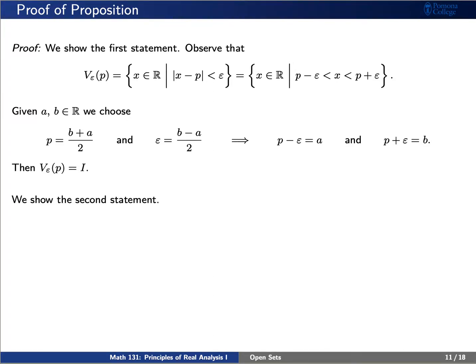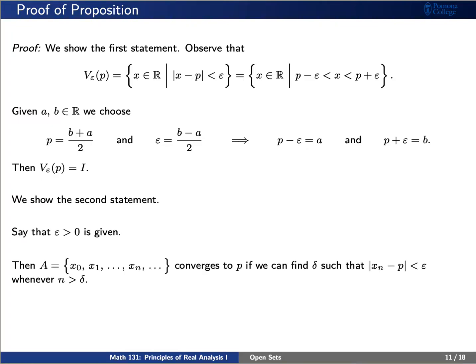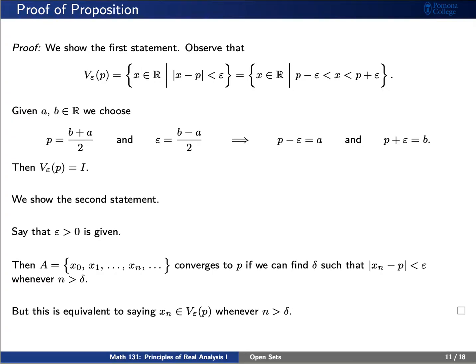Let's show now the second statement. Let's say that a positive epsilon is given. Then we know that our sequence A converges to p if we can find a delta such that, in absolute value, x sub n minus p is less than epsilon whenever n is greater than delta. But of course, this is equivalent to saying x sub n is an element of V sub epsilon of p whenever n is greater than delta.